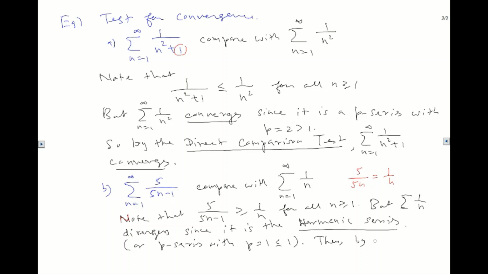So by the direct comparison test, the series, it's a good idea to write the series again, phi over phi n minus 1 diverges. Okay, so you can see that it's not that bad. It's not a very difficult argument. It's a very simple argument, but you need to make sure that you include all the parts. Now let's try to do this problem.